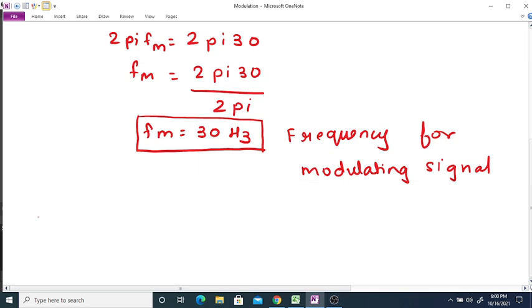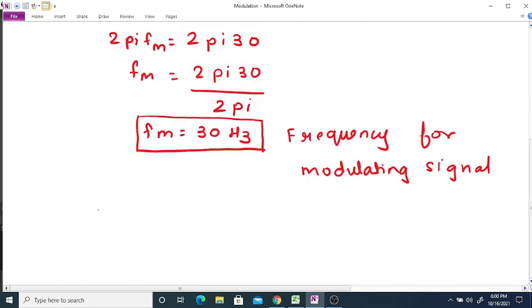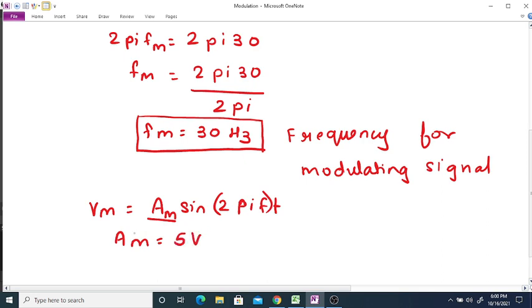Now, next we will determine the amplitude. So, here we know that in this expression the amplitude is denoted by A. So, if we have the general equation, it will be A sin 2 pi f t. This will be our general equation. So, A determines the amplitude here. So, here we will get Am is equal to 5 volt. So, this will be the amplitude for our given modulating signal.